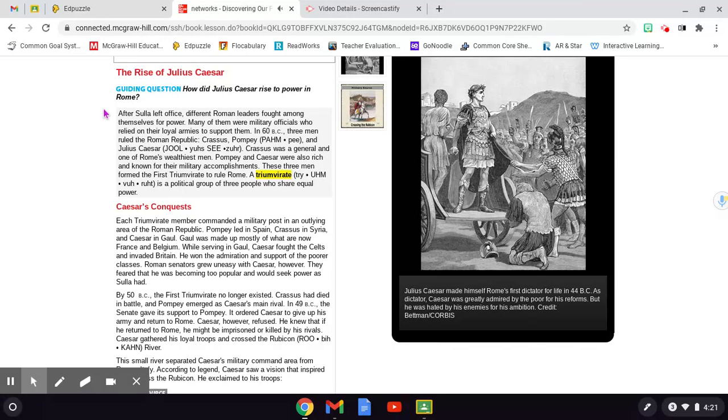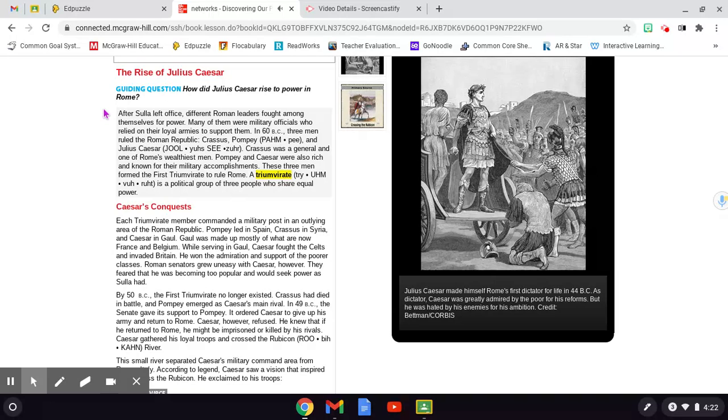In 60 BC, 3 men ruled the Roman Republic: Crassus, Pompey, and Julius Caesar. Crassus was a general and one of Rome's wealthiest men. Pompey and Caesar were also rich and known for their military accomplishments. These 3 men formed the first triumvirate to rule Rome. A triumvirate is a political group of 3 people who share equal power.